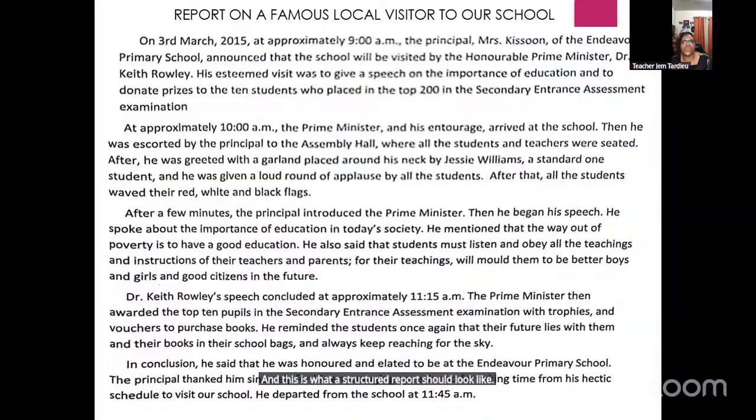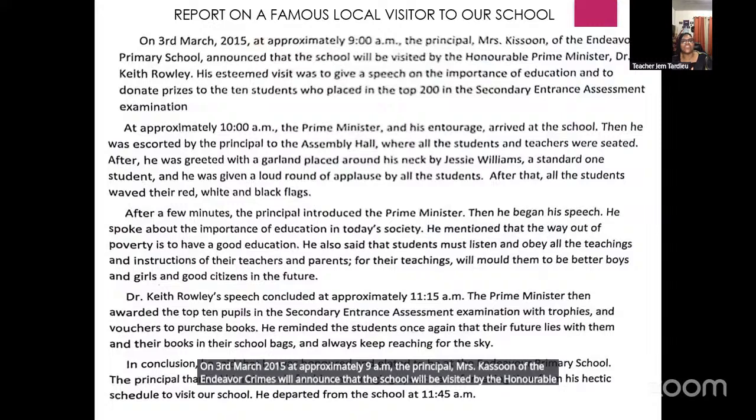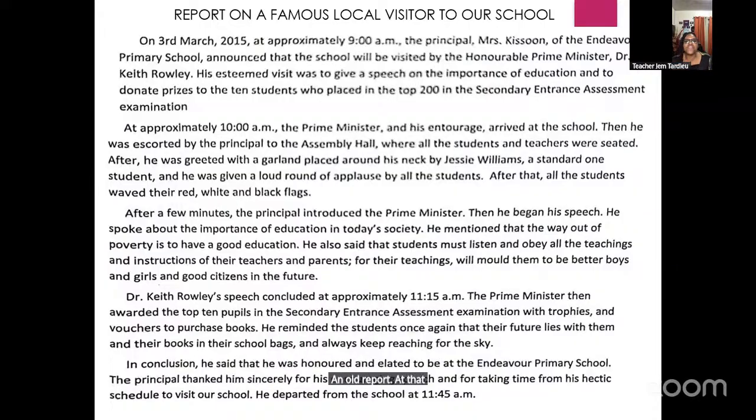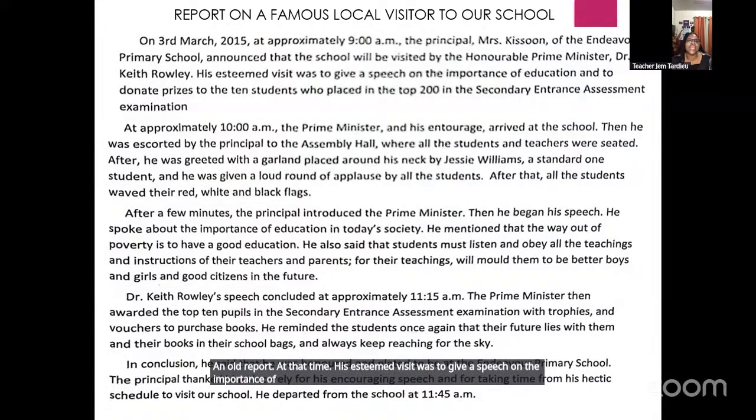On 3rd March 2015 at approximately 9 a.m., the principal, Mrs. Kassoon of the Endeavour Primary School, announced that the school will be visited by the Honorable Prime Minister, Dr. Keith Rowley. Well, at that time, as of Monday, is it? We have a new Prime Minister, but this would have been an old article, an old report. So at that time, his esteemed visit was to give a speech on the importance of education and to donate prizes to the 10 students who placed in the top 200 in the secondary entrance assessment examination.